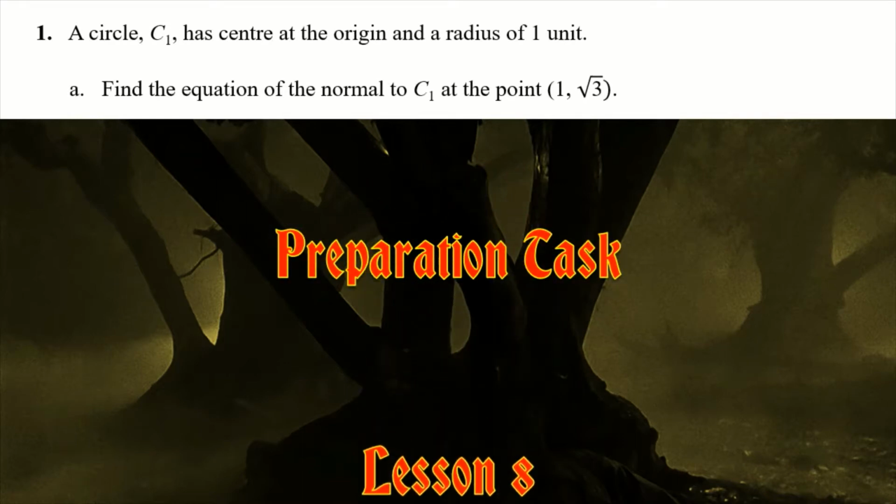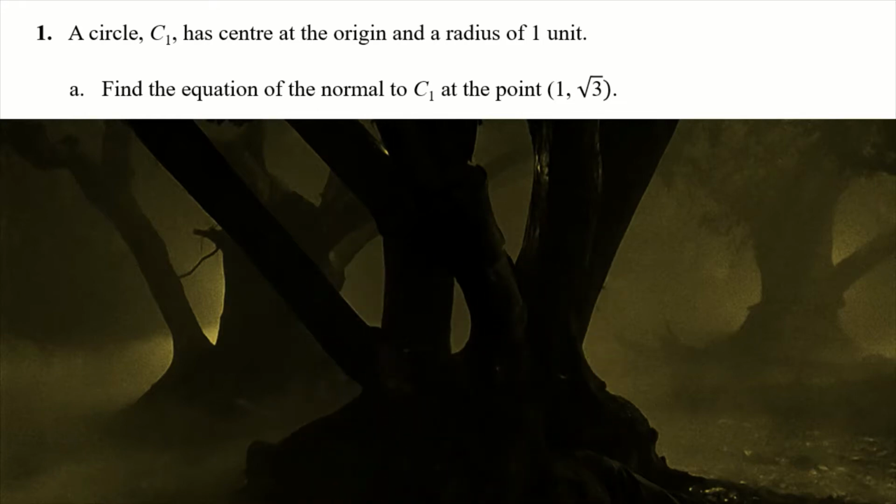In question 1, we are given a circle with a centre at the origin and a radius of 1 unit. This circle is called C1, and you are asked to find the equation of the normal to the circle at the point (1, √3). Please pause the video and try it. Alright, and let's have a look at the solution.